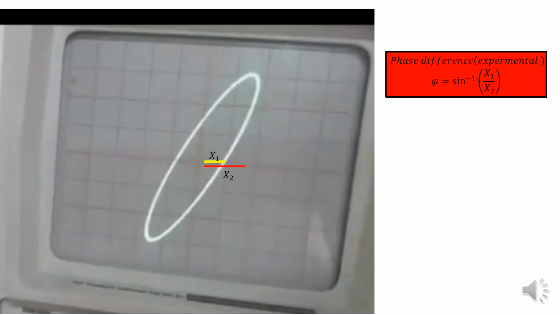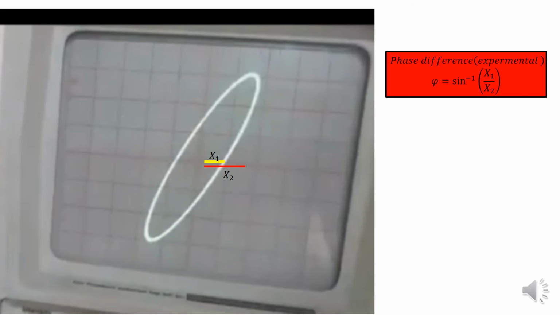You can trace it on the graph, on this tracing paper. Then you can see this line is basically cutting here, at this center point, and the second part is cutting here. Meaning this length is x1, this is x2. So we measure that and the ratio will be taken. Then the sine inverse of that ratio is basically the phase difference between the two sinusoidal signals.